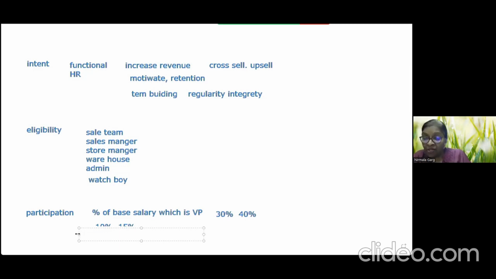But at the same time, when designing a variable pay plan, you have to ensure that you are not giving a higher percentage to support functions where there is no performance elasticity, where there is no direct contribution but there is an indirect contribution. Okay, so this is called participation. Then, don't you think criteria is very, very important?